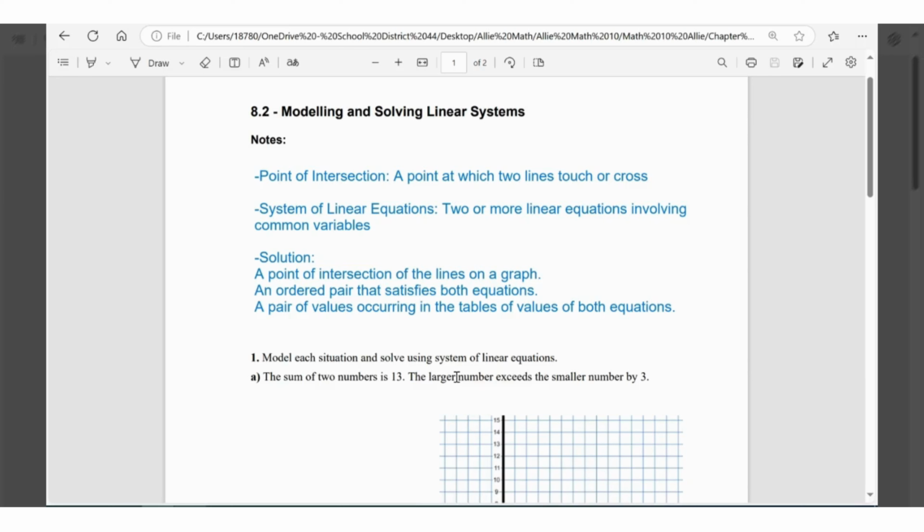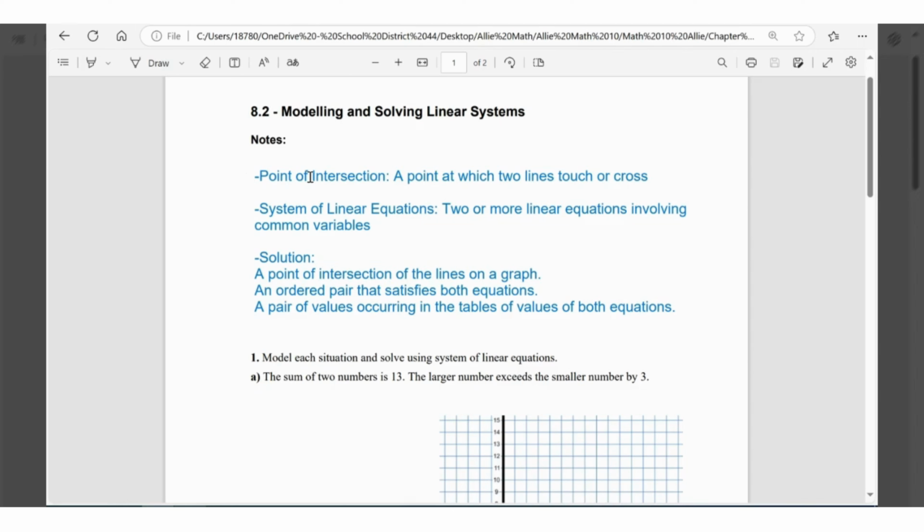Hello, everybody. Here we are, 8.2, modeling and solving linear systems. I have some notes typed out, so if you could start by writing those in your notes section, I'll give it a pause. Okay, so hopefully you've written those down.